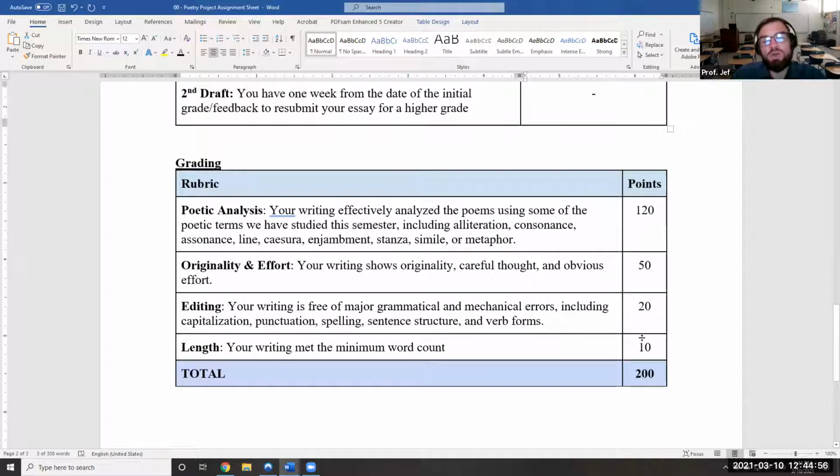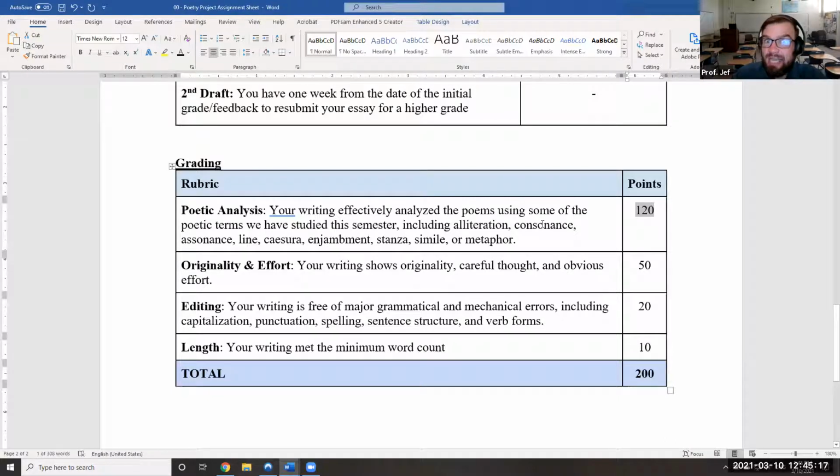Grading. This paper is worth 200 points. So how do those points come down? 120 points. As you can see, the most important thing here is poetic analysis. That means your writing effectively analyzes the poems using some of the poetic terms we've studied this semester, including alliteration, consonance, assonance, line, caesura, enjambment, stanza, simile, and metaphor.